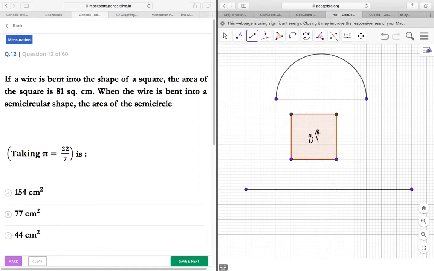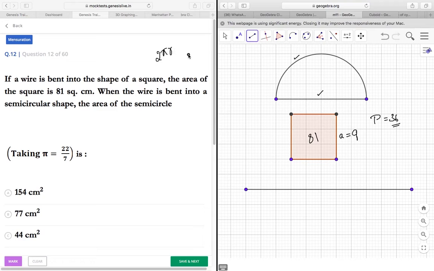So if I know the area of the square is 81, then the value of the side will be equal to 9, that is square root of 81. Cool. So once you get the side as 9, what will be the perimeter of the square, which is nothing but 4 into 9, or perimeter will be equal to 36 units, and that is the length of the wire. Now that will be the same as the length of the semicircle. So what is the formula for the circumference or the perimeter of a circle? It is 2 pi r, correct?